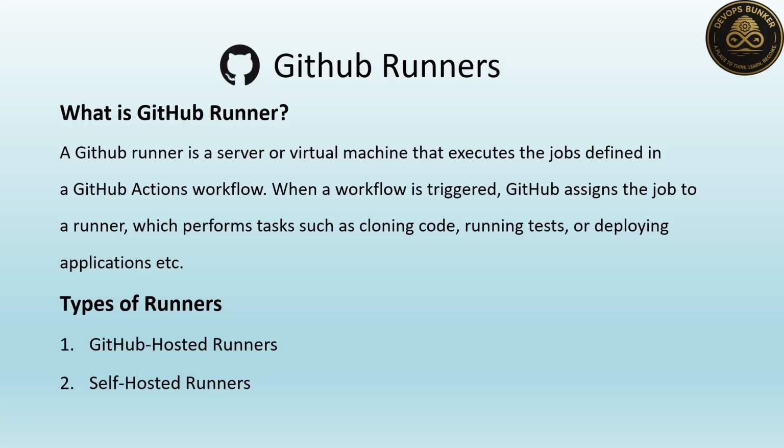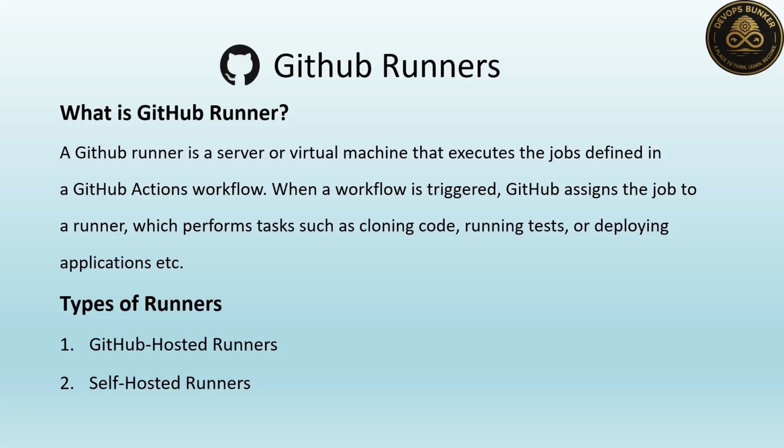In this video, we are going to understand GitHub runners, the types of runners, and their main differences. So what is a GitHub runner? A GitHub runner is nothing but a server or virtual machine that executes the job defined in a GitHub Actions workflow. When your workflow is triggered, GitHub assigns the job to a runner, which performs tasks such as cloning code, running tests, deploying applications, etc.